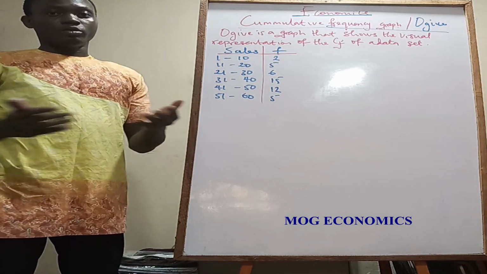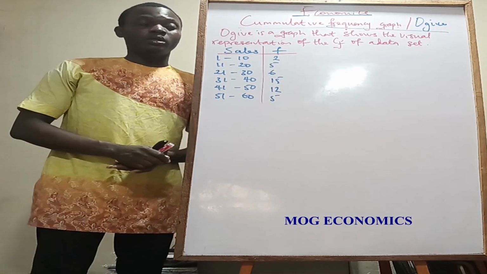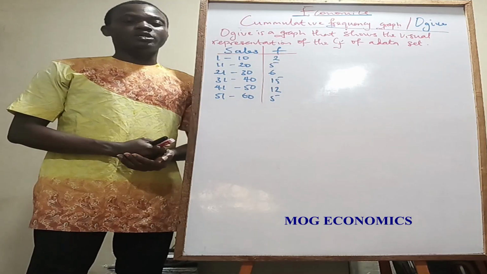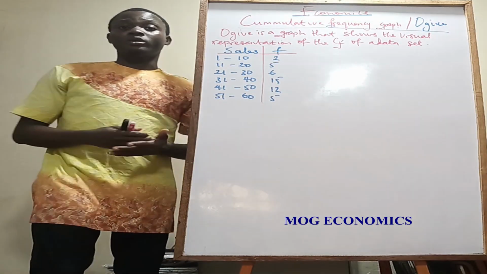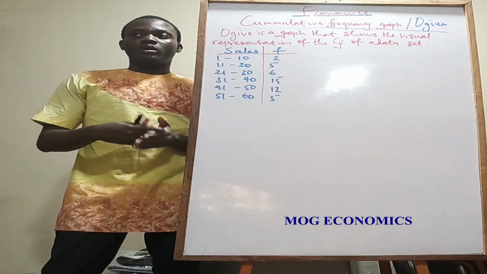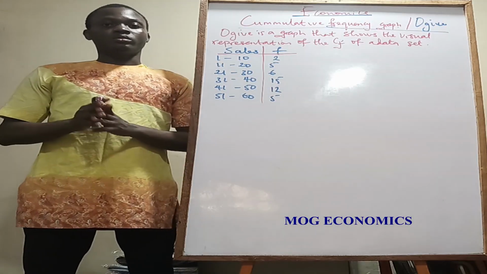Today we'll be talking about the Ogive, which is otherwise known as a cumulative frequency graph. It's just a graph that shows the visual representation of the cumulative frequency of a data set. It's like a frequency polygon, just that while frequency is to the frequency polygon, cumulative frequency is to the Ogive.